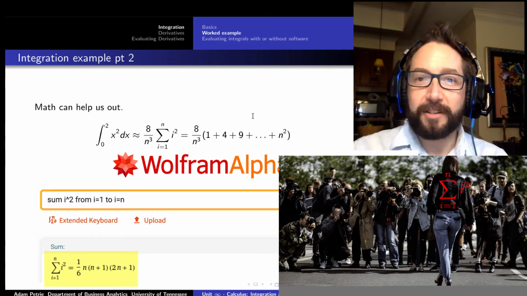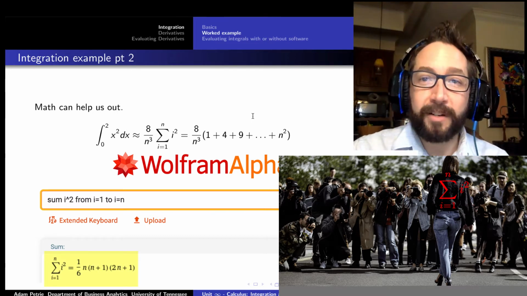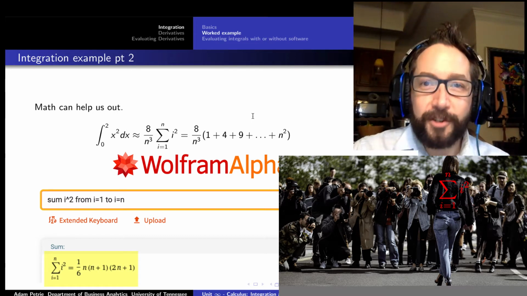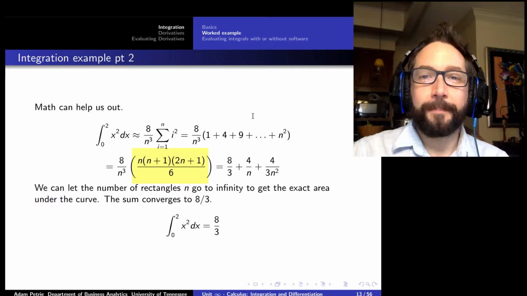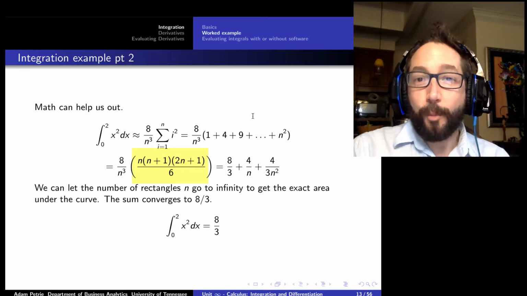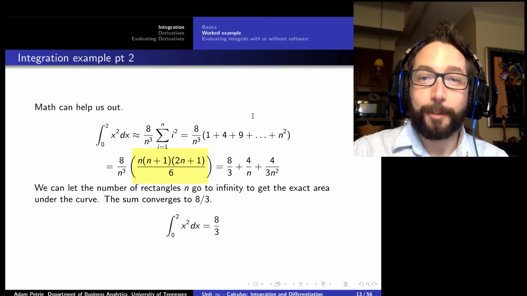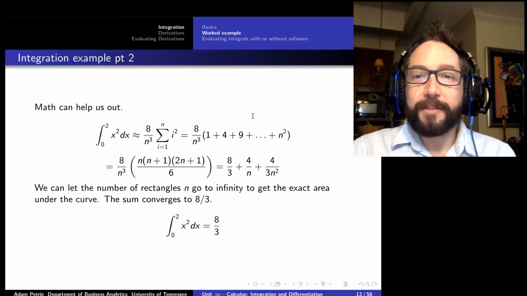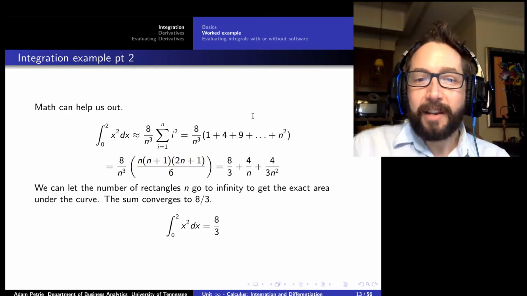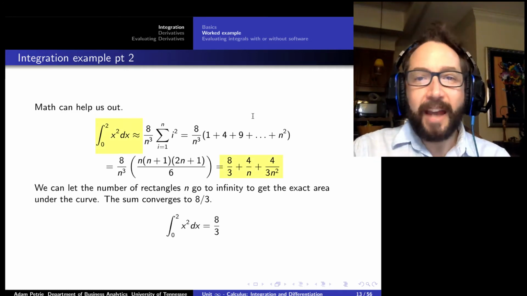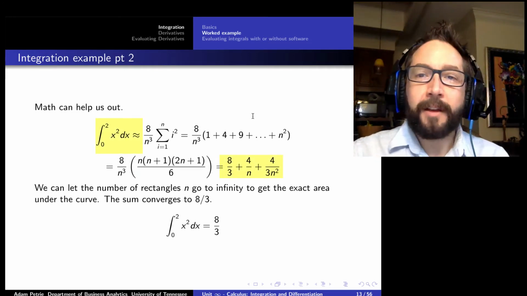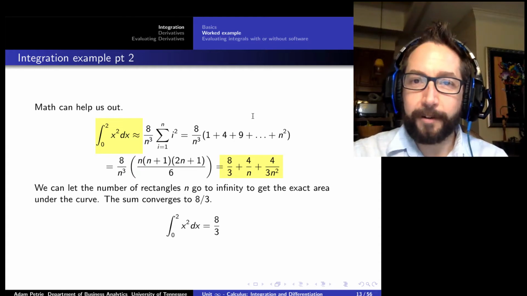It turns out to just equal n times n plus 1 times 2n plus 1 over 6. And you might have proved this in mathematics class with induction. But it's useful for us because we can just replace that sum with the exact formula for that sum, do a bit of simplification and cancellation, and what we find is that our approximation for the area under that curve is 8/3 plus 4 over n plus 4 over 3n squared.